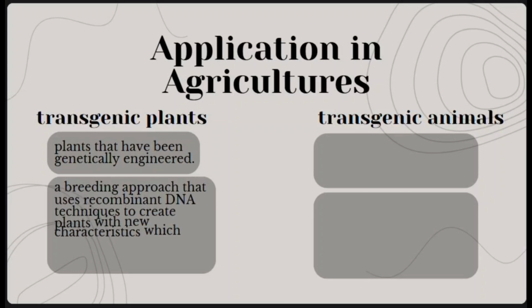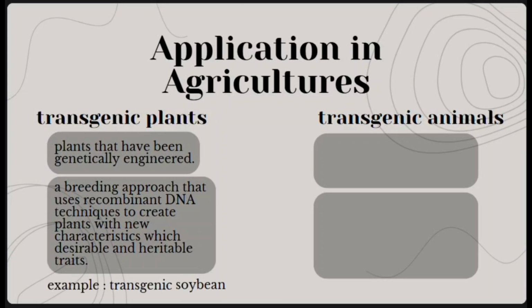Transgenic plants are developed through a breeding approach that utilizes recombinant DNA techniques to introduce new characteristics into plants. These plants are genetically engineered to possess desirable and heritable traits such as improved resistance to pests, tolerance to herbicides, or adaptation to environmental stress. For example, transgenic soybean, which has resistance to glyphosate herbicides.